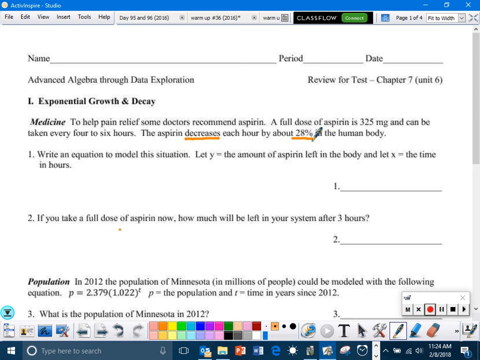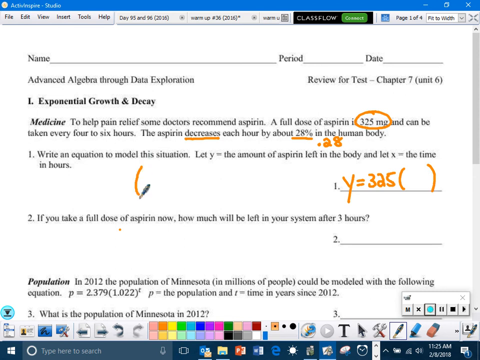Remember, the very first thing is to change your percent to a decimal. So divide by 100 and you would get 0.28. Alright, so y is going to be the amount of aspirin left in the body and x is the number of hours. So we write our equation, y equals. We are starting with 325 milligrams, so 325.